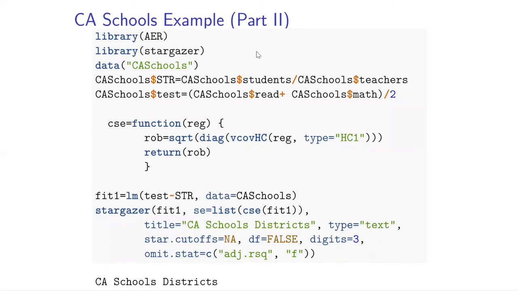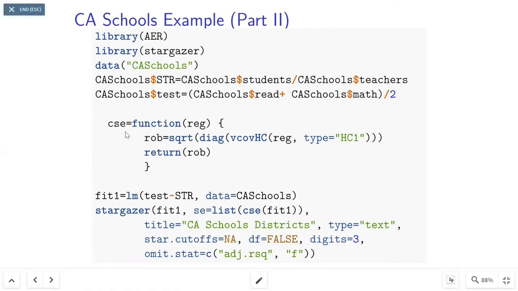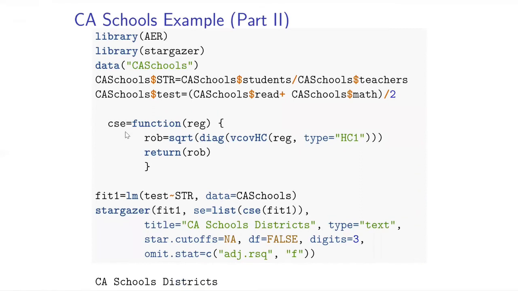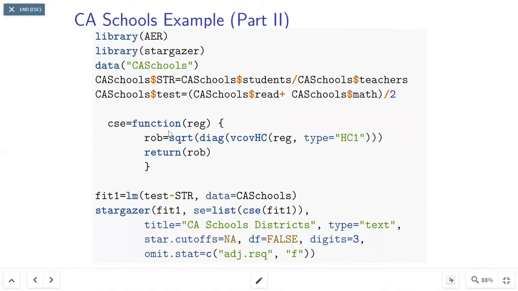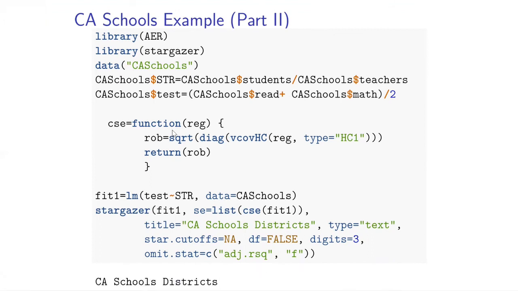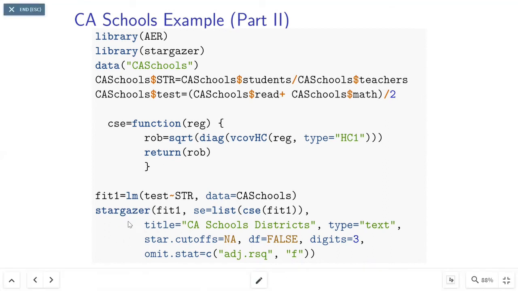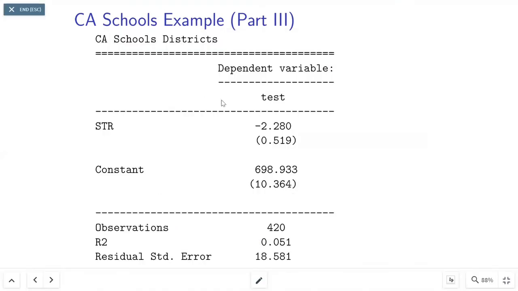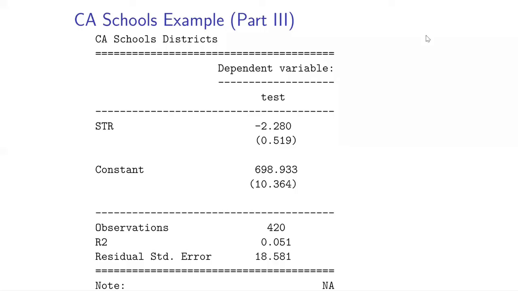Now let's move on to look at the California schools example again. In your quiz, I want you to add the CSE function to your R script before you run the regression. You will just copy over this chunk of code, paste it into your script, and run it before you run your OLS estimates. You can use the Stargazer function to neatly format your regression output into this table here.